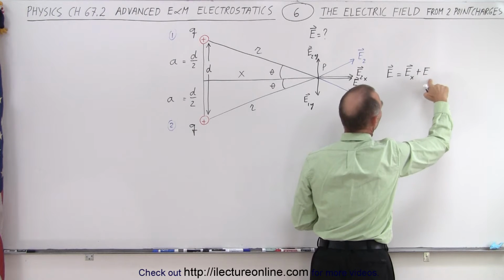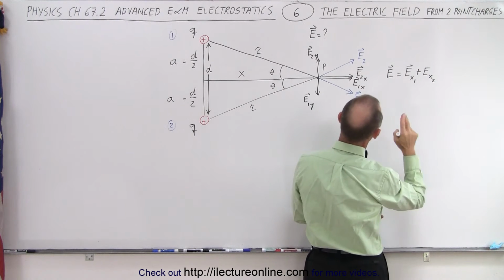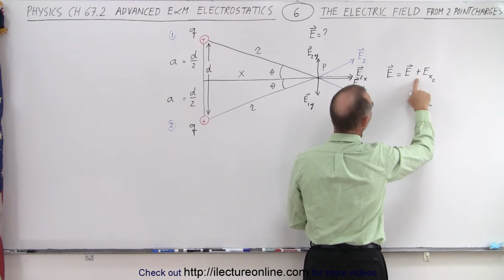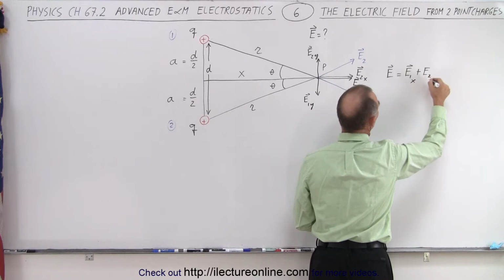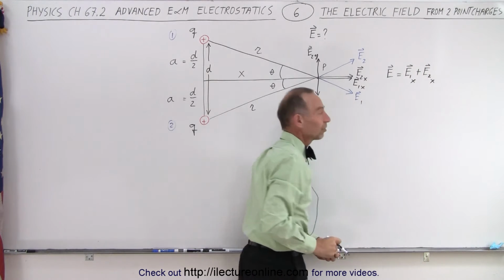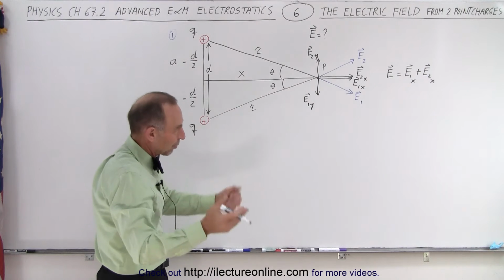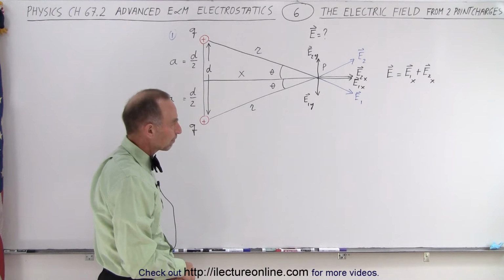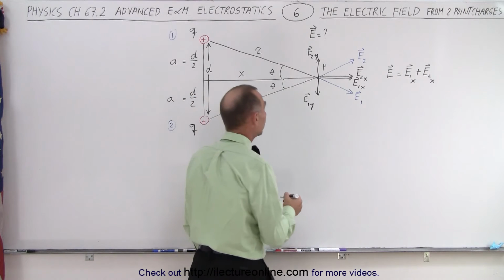Let's see here, x component of the first and the second. I guess I reversed the order of these. Let's keep it the same. So E1 in the x direction, E2 in the x direction. There we go. So it's simply the vector sum of those two, and since they're pointing in the same direction, we can simply add the two together. So now all we have to do is figure out what these x components are.